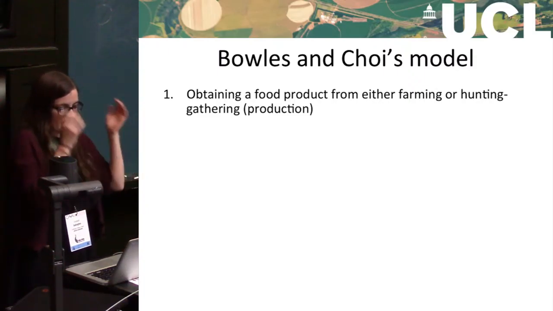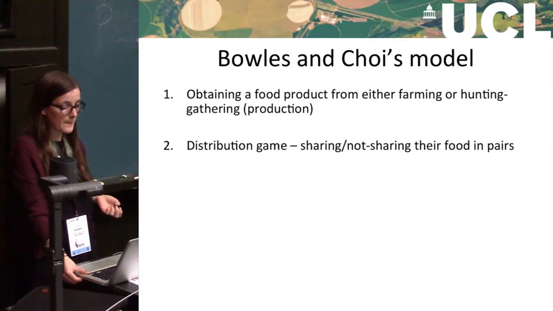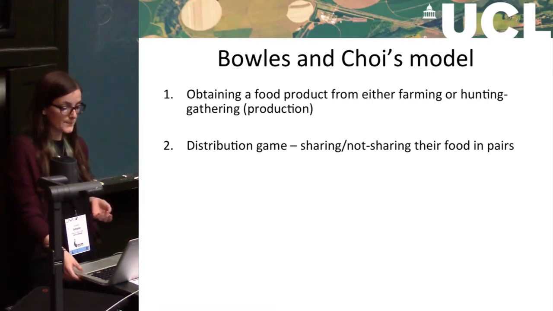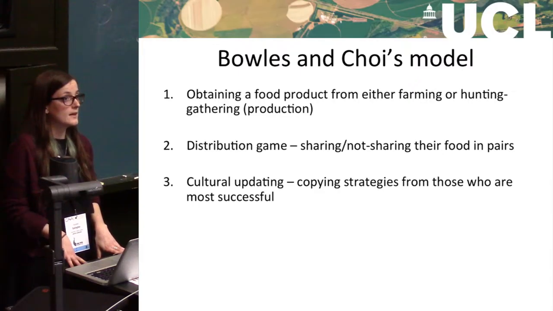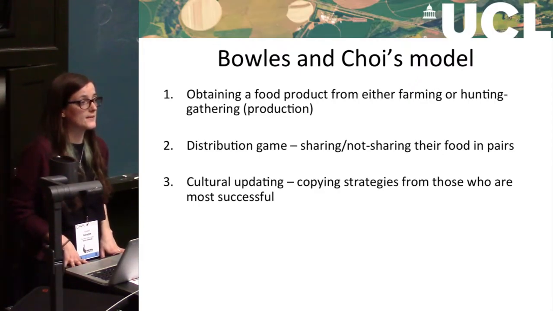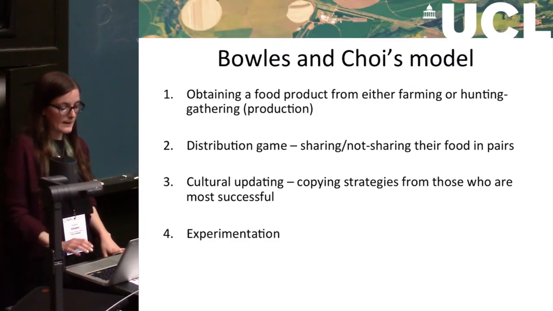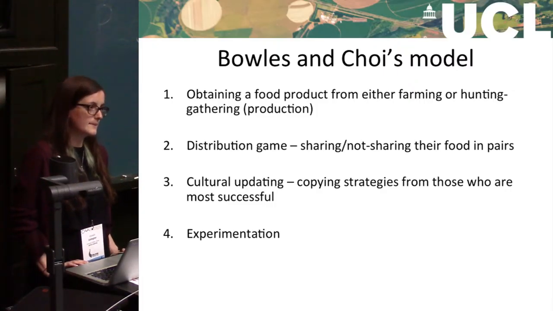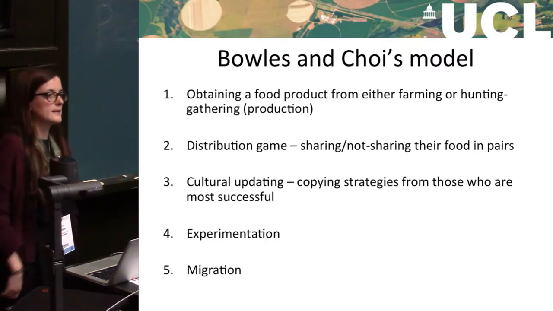Their model is roughly split into five steps. The first is obtaining that food from farming or hunter-gathering. The second is the distribution game, which is where they share that food with one another or not. The third is cultural updating, which is where they copy strategies from the most successful. So perhaps if your cultural model is really fit and it's a farmer, but you're a forager, you might decide to switch to farming. Then there's experimentation, which is just random mutation of your two strategies. So if you're a civic farmer, you might become a bourgeois forager just randomly. And then there's migration. So you might, according to a certain rate, migrate into a different group.